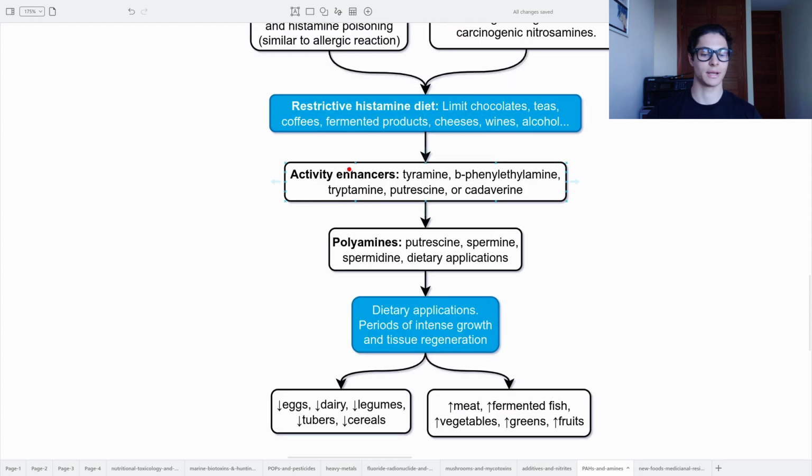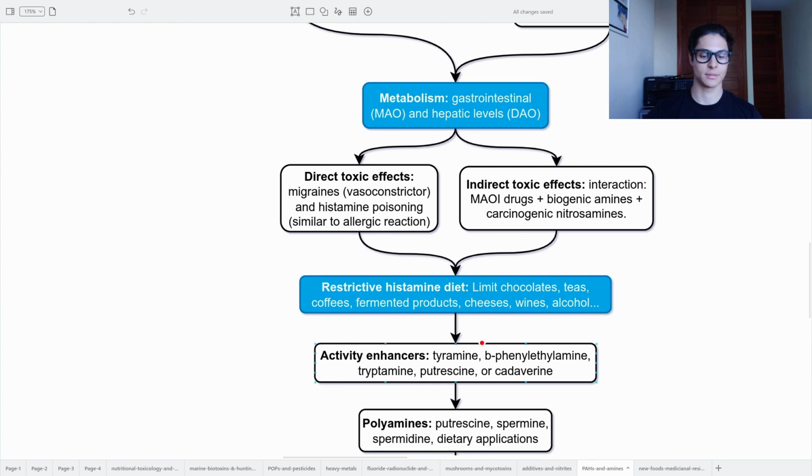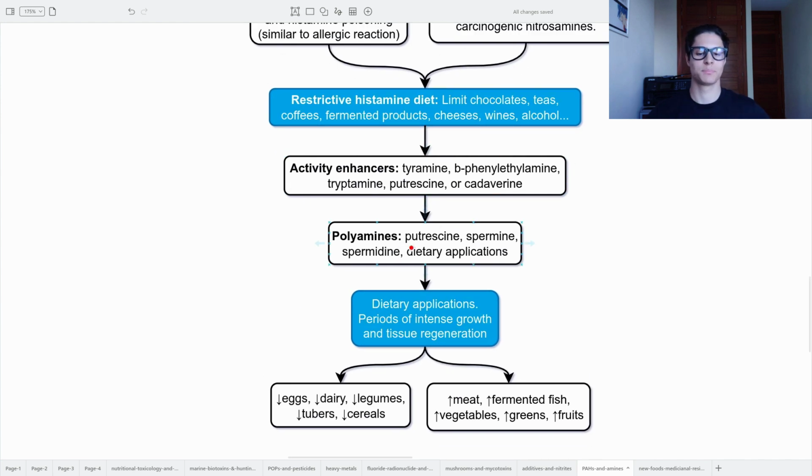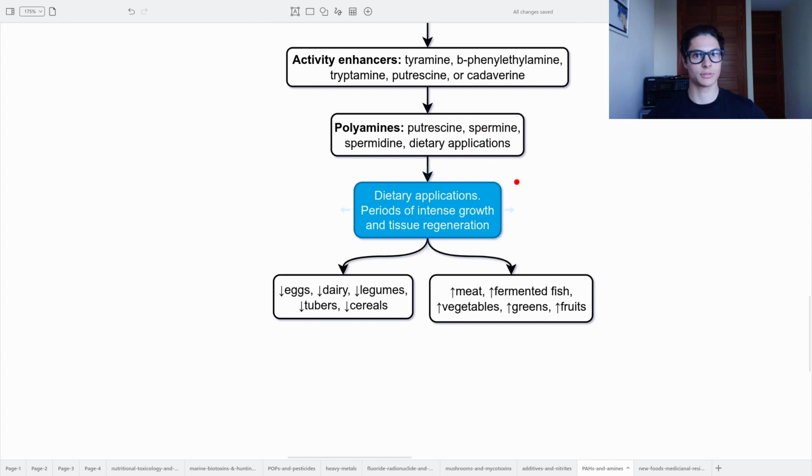We also have to take into account the activity enhancers such as tyramine, beta-phenylethylamine, tryptamine, putrescine, or cadaverine, which are potentiators of histamine. The polyamines, such as putrescine, spermine, and spermidine, are considered essential in some life stages as well, and they have dietary applications because of that.